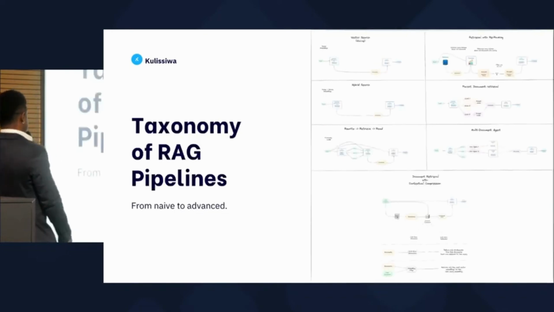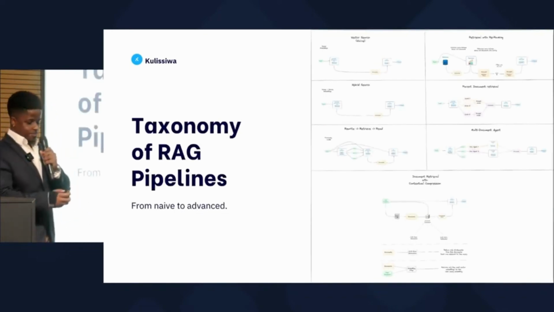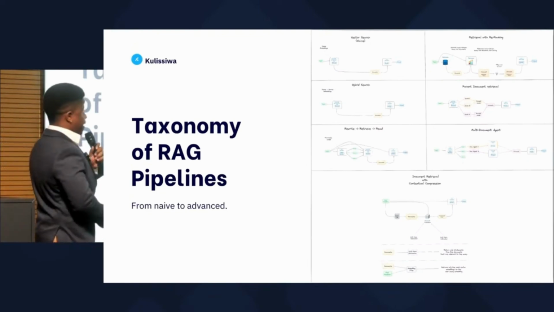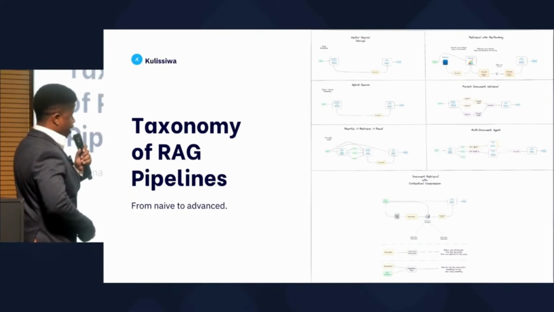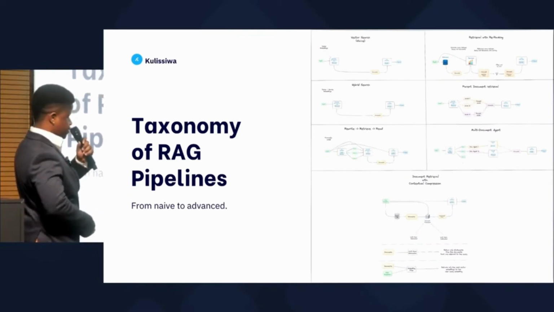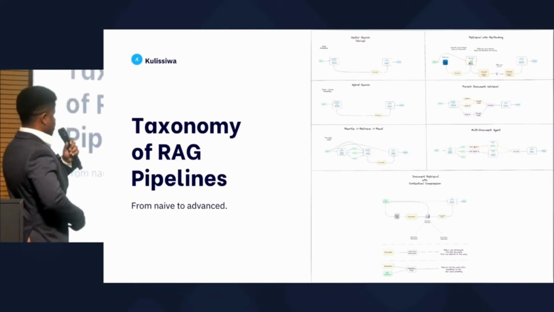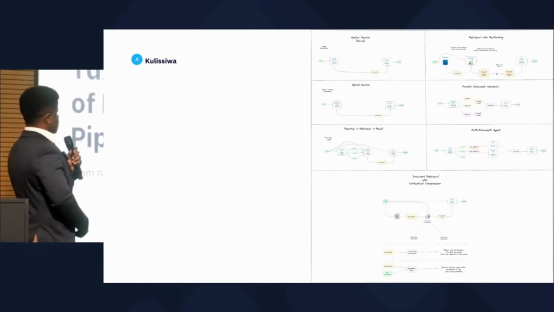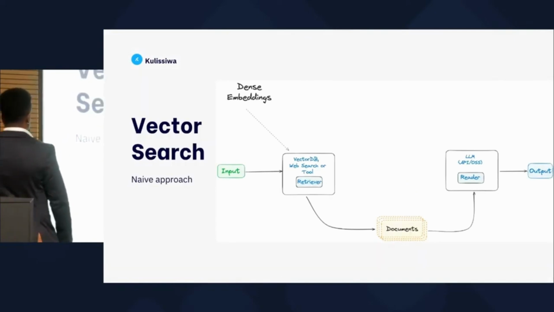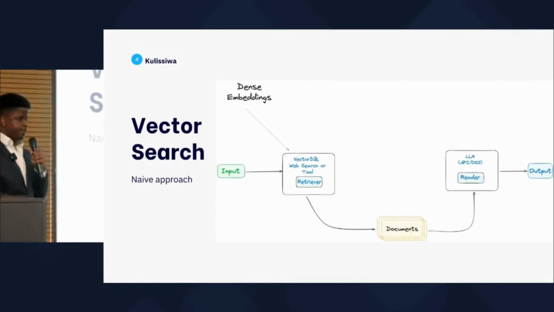Now, I created this slide and I wrote the taxonomy of RAG pipelines, but it's basically some of the RAG pipelines I've seen in the wild. If any of you follow me on LinkedIn or Twitter, I post a lot about these graphs. Pretty much these graphs just represent the RAG pipelines. Here you will see from the most basic one to the most advanced. So let's go. First is vector search. This is kind of the naive approach.